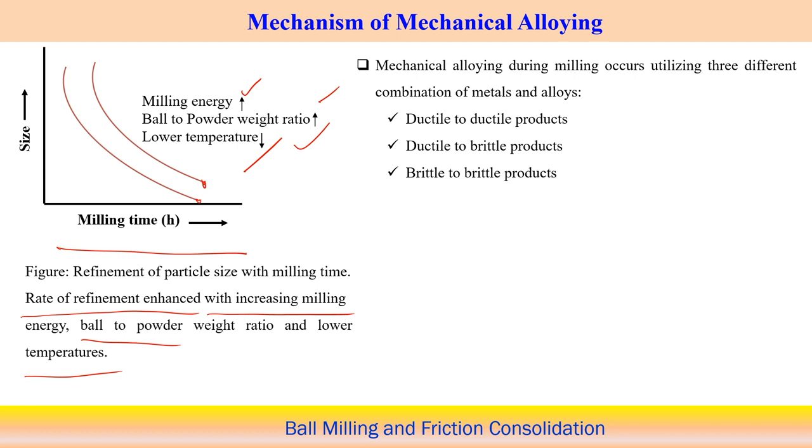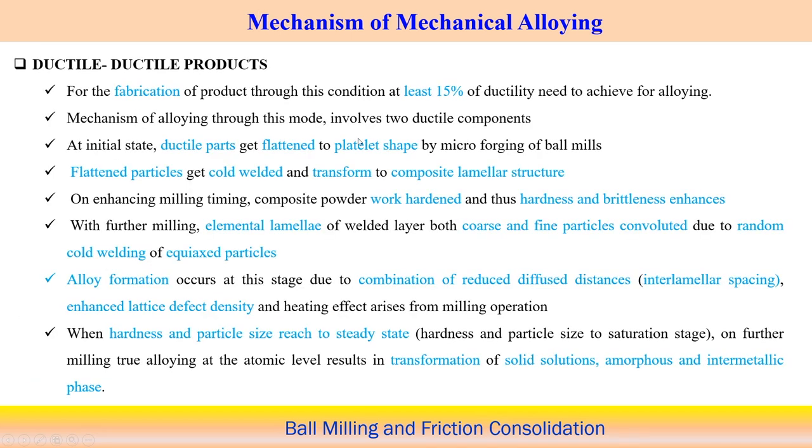For example, the ductile to ductile product is possible, ductile to brittle product is also possible, as well as the brittle to brittle product. You try to look into these different combinations. One is the ductile to ductile products.